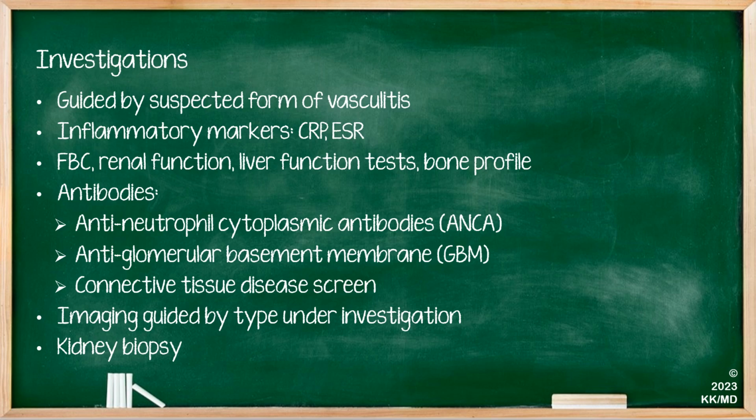Again, imaging is guided by the type under investigation. So, for example, in giant cell arteritis, you might request an ultrasound scan of their temporal arteries, which are mainly affected in that condition, or you may require an MRA if you are suspecting a medium vessel vasculitis, for example. And finally, a kidney biopsy can be quite useful to clinch the diagnosis in these patients as well.